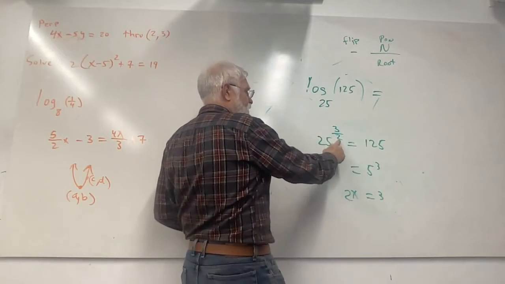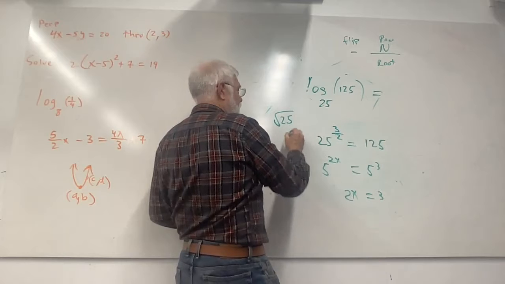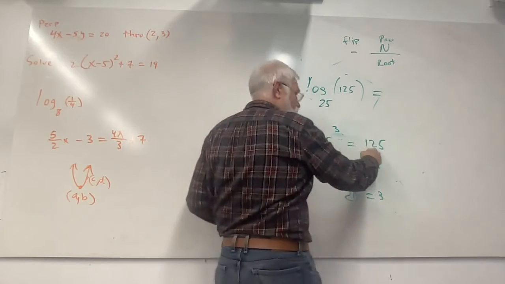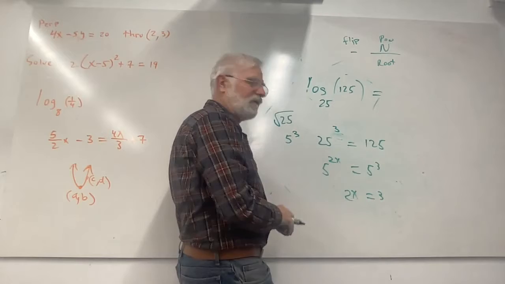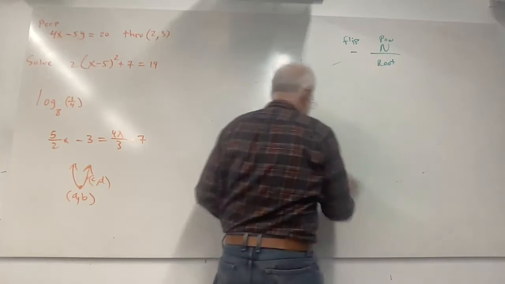So let's put a 3/2 here. What's the 2 ask you to do? Square root of 25. It's a root. Well, that's 5. Boom, I just used it. I still have 5 cubed. 5 cubed is 125. 5 times 5 times 5. That's our second one. Let's try another one.